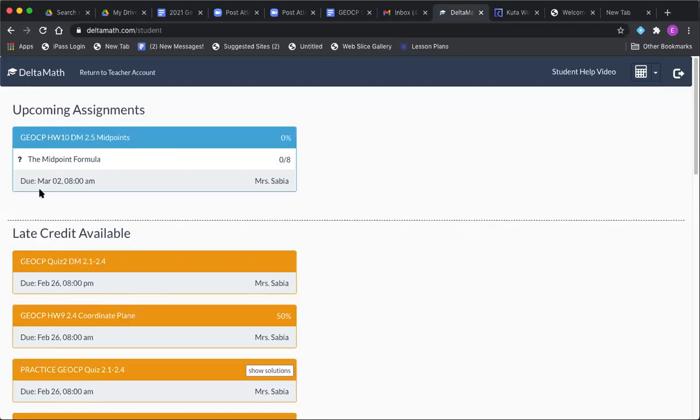Okay, when you come in, you should see one blue assignment, the midpoints here. Notice there's only one skill, and you only have to get 8 of them. And this is a computer generated one. So this means even if it takes you 10 tries to get 8 of them correct, it doesn't matter. You're still going to get a 100.